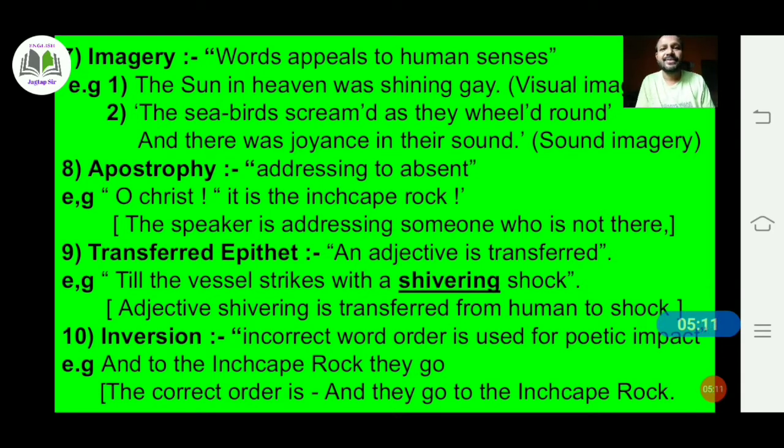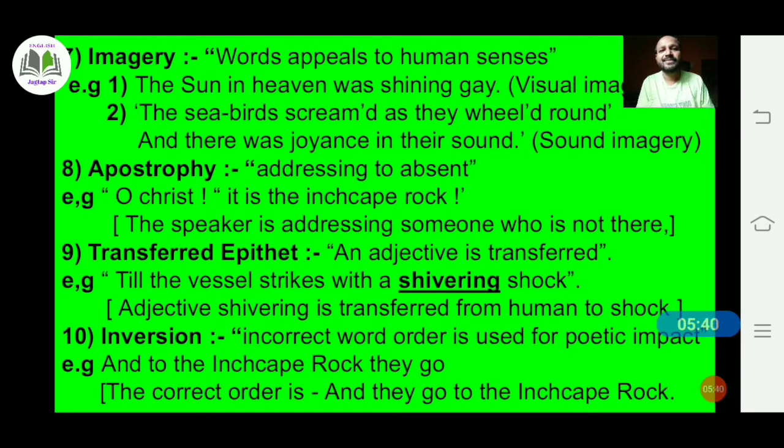Let's talk about figure of speech number 8, that is apostrophe. What is apostrophe? Where the speaker is addressing someone absent. Let's look at the example. Oh Christ, it is the Inchcape Rock. It means here the speaker is addressing someone who is not there. It means Christ was not there. So this is called an apostrophe.